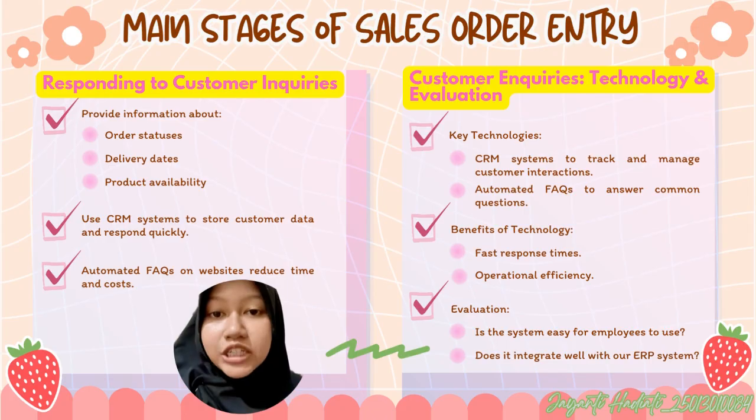For example, companies should consider whether the system is easy for employees to use and whether it integrates well with the ERP system. If the system is difficult to use or not well integrated, it can reduce efficiency instead of improving it.